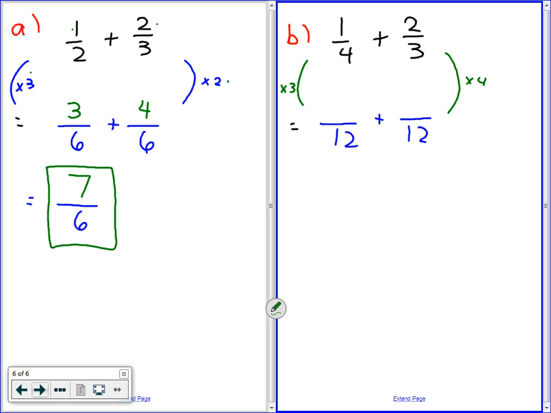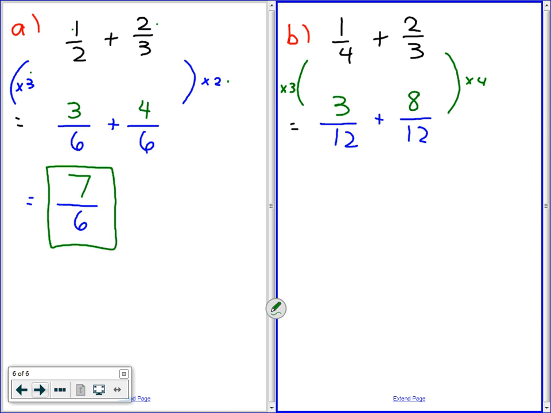A common mistake is that students will multiply the denominators and forget the numerators for some reason. But remember, whatever you do to the bottom, you do to the top as well. Okay, so we multiplied the bottom here. 4 times 3 gave us 12. So 1 times 3 equals? And the same thing on the right-hand side. 3 times 4 is 12. 2 times 4 is? Good.